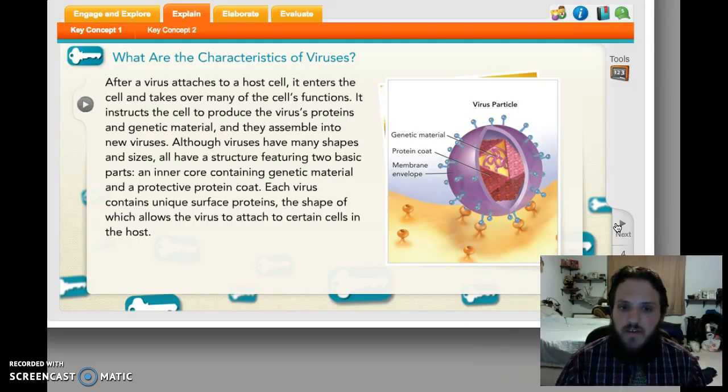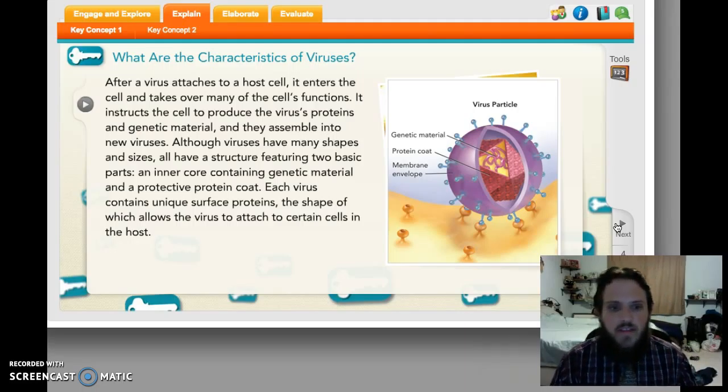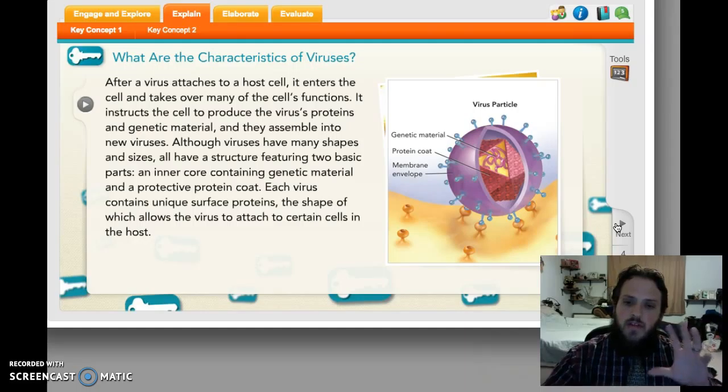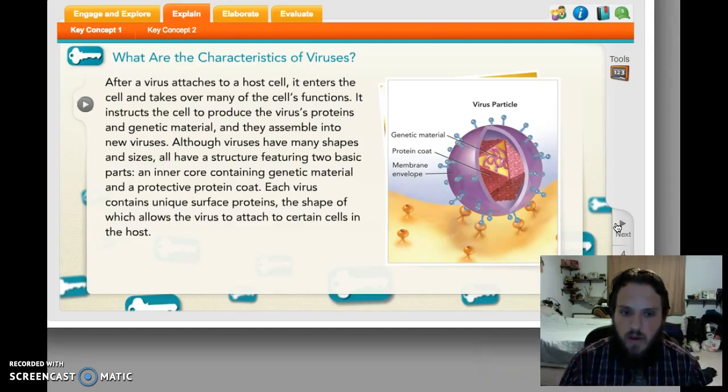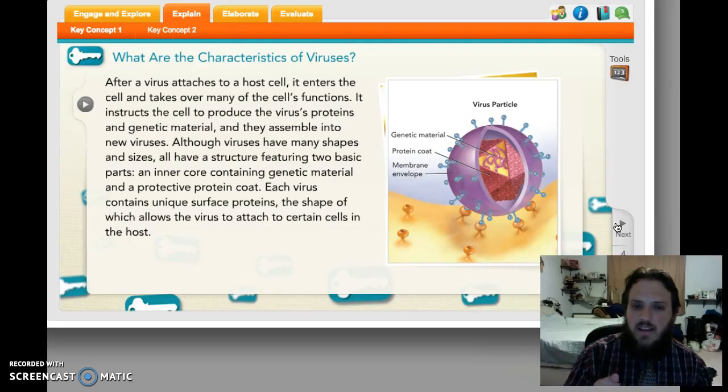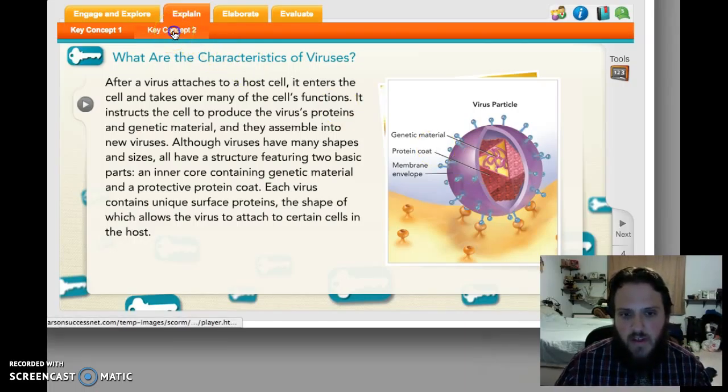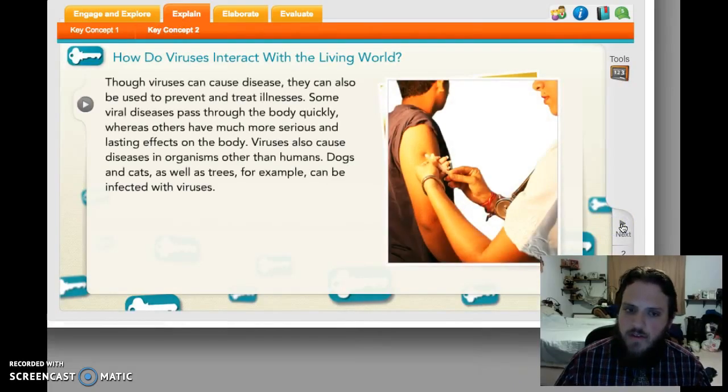Although viruses have many shapes and sizes, all have 2 basic parts: an inner core with its genetic material, which can be DNA, can be RNA. Remember, we learned about that with nucleic acid. And it has a protective coat to go around that DNA to help it go somewhere else. Each virus on its protective coat has these little keys. They're called surface proteins, and they are. They essentially find other cells to lock onto, grip into, and put their DNA in and infect them and make that cell make more viruses. But only certain cells.